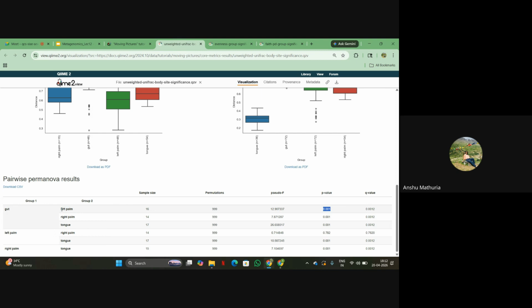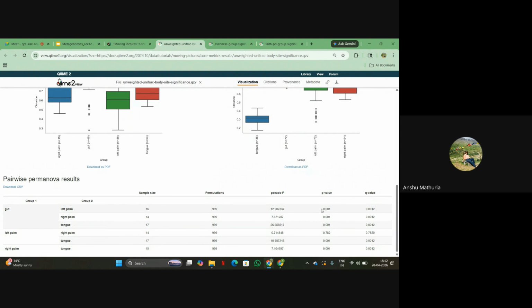And that does make sense, right? The organisms that are present in the gut should be different from left palm because the environment is different, the function is different. And this results get validated because it shows that these organisms are significantly different, and they should be different as well. From our basic knowledge, we understand that the microorganisms should be different, and this is getting proven by the p-value as well.